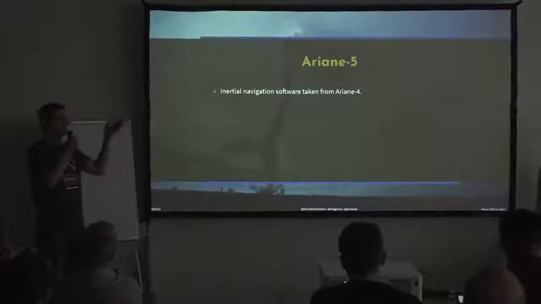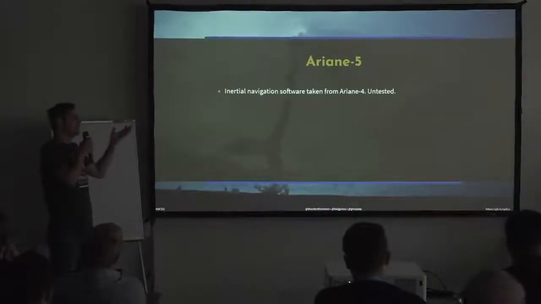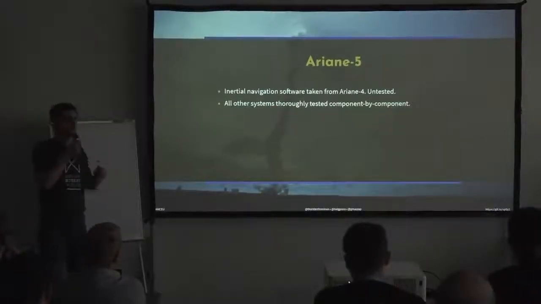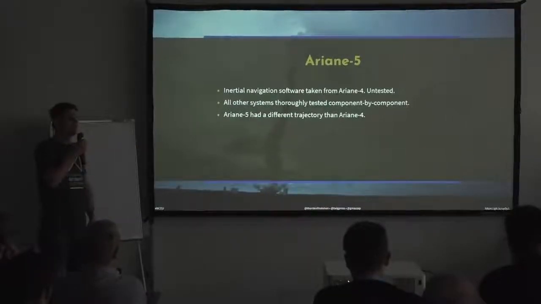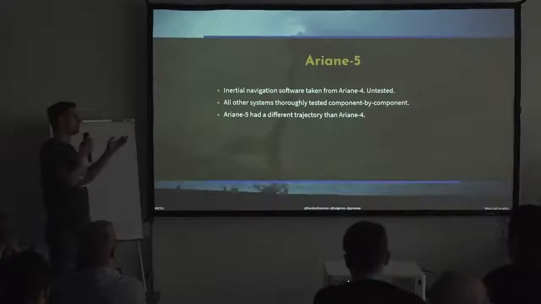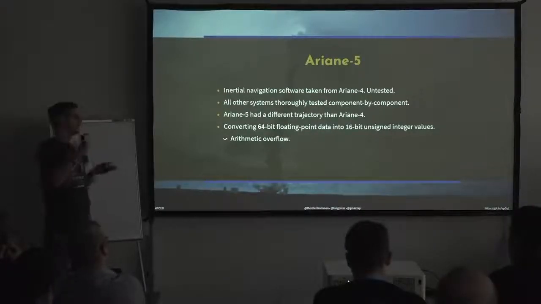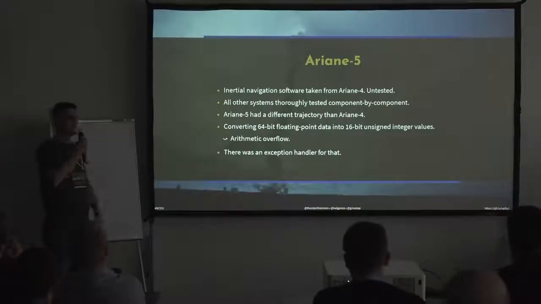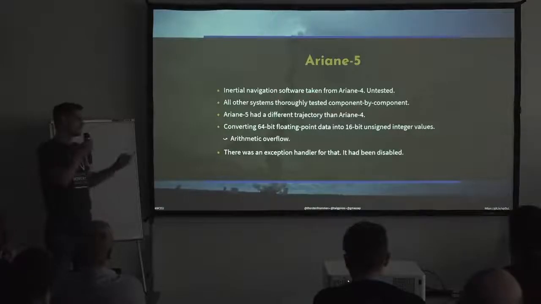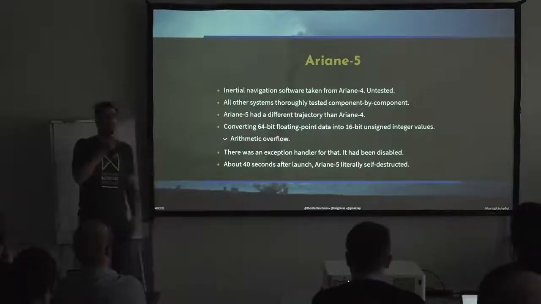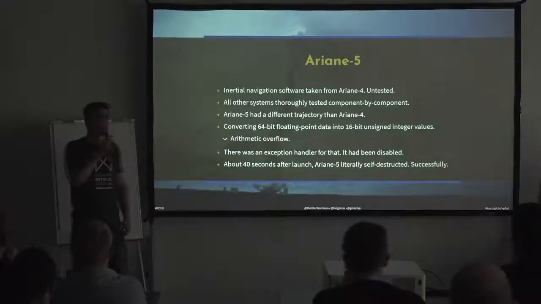It has some software taken from the previous rocket, untested. Everything else has been tested component by component, integrative tests and so on. This was great. But there were differences between the two rockets that resulted in some floating point issue. There was some bug in the code, which triggered a failure. And then there was an exception handler, which is great. But that was, for whatever reason, disabled, which is not that good. And then after about 40 seconds or so, I think, the rocket destroyed itself, and that worked out so successfully.